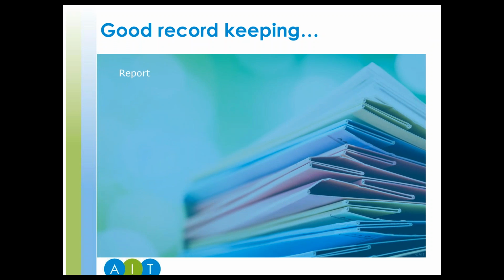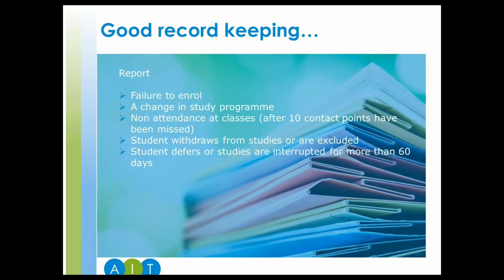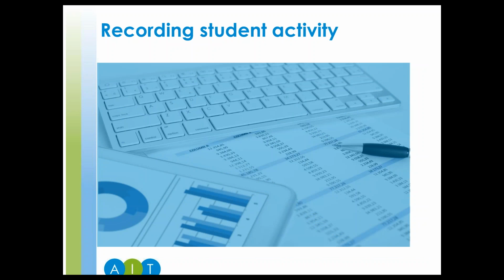You also have a duty to actually report to the UKVI and UKBA a number of things, such as failure to enrol, maybe there's a change in course, non-attendance, once a student misses 10 expected contacts, withdrawal from studies, deferment of a course, or a change of the institutional program. Obviously, this is a non-exhaustive list.